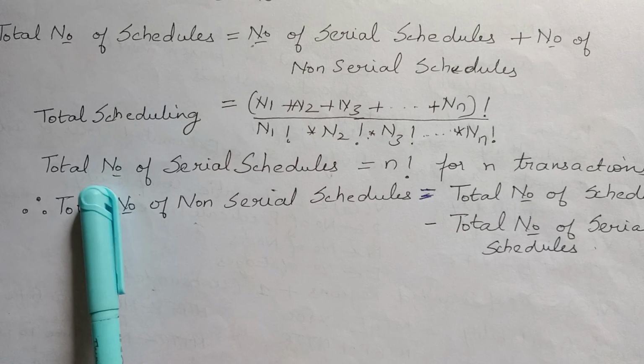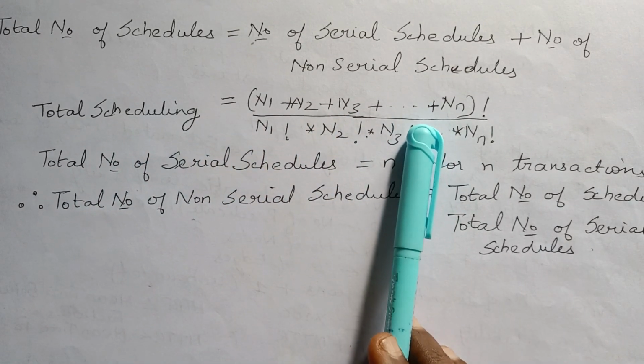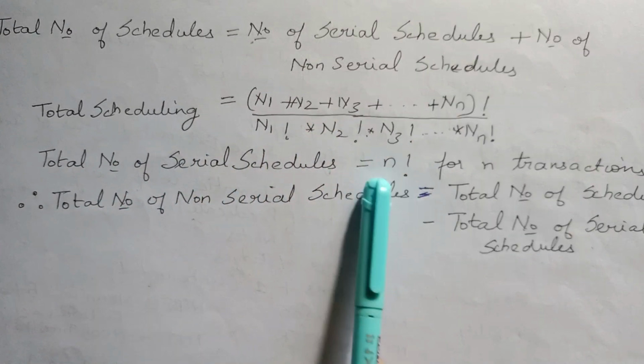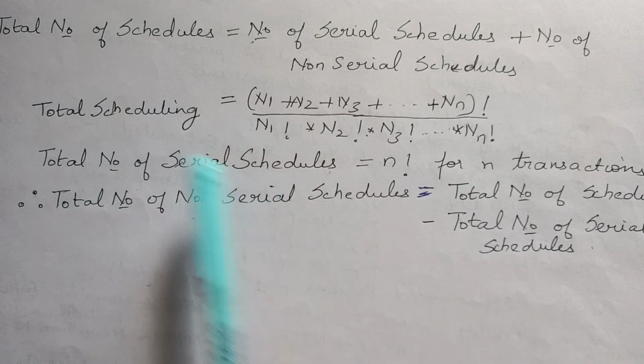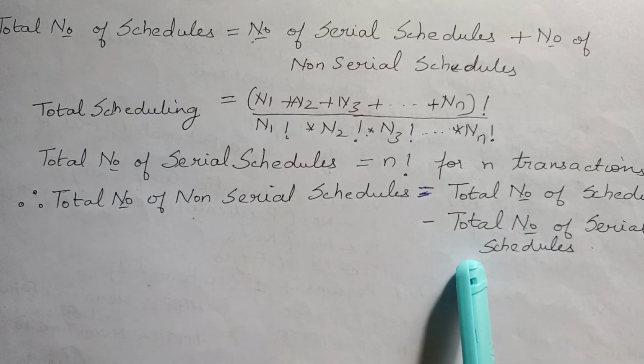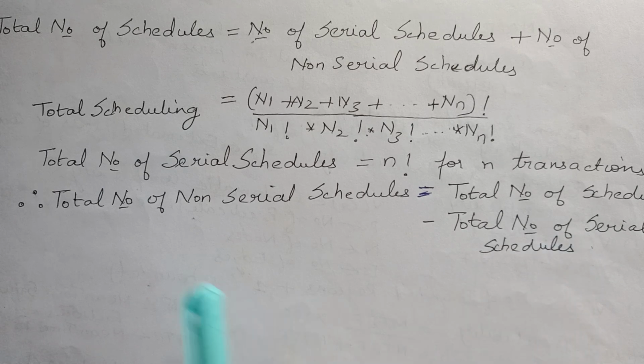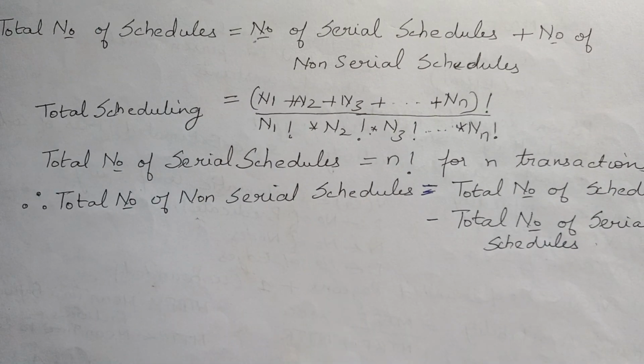So the total schedules will be given by this formula, and the total number of serial schedules will be n factorial. Therefore, what will the total number of non-serial schedules be? It will be the total schedules minus the number of serial schedules.